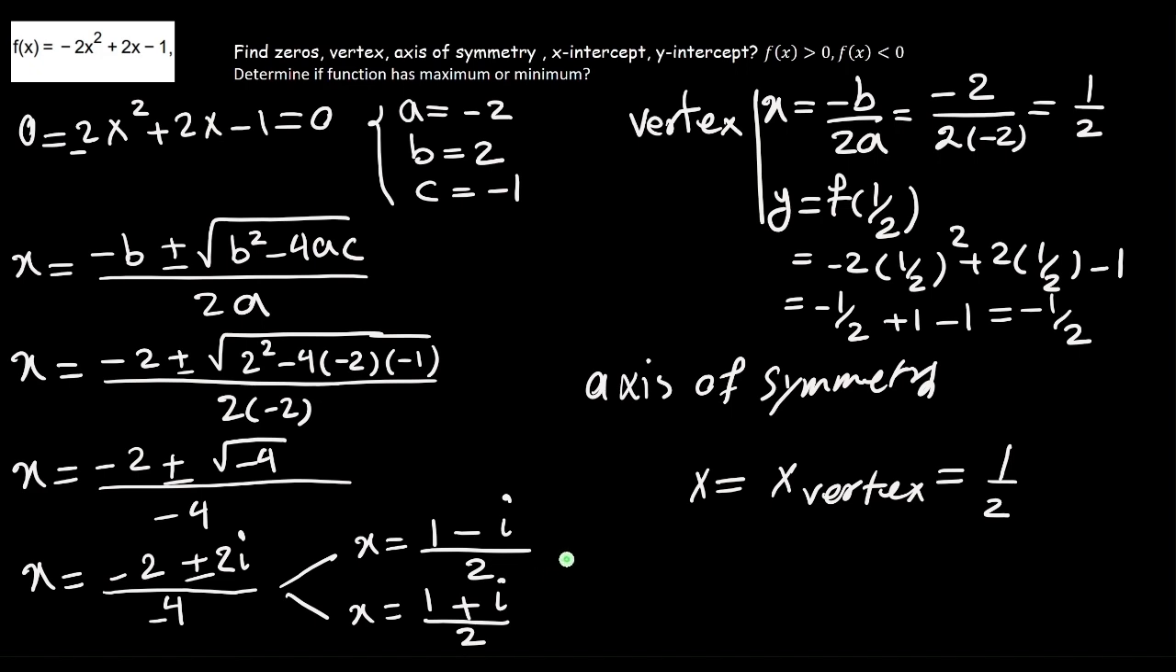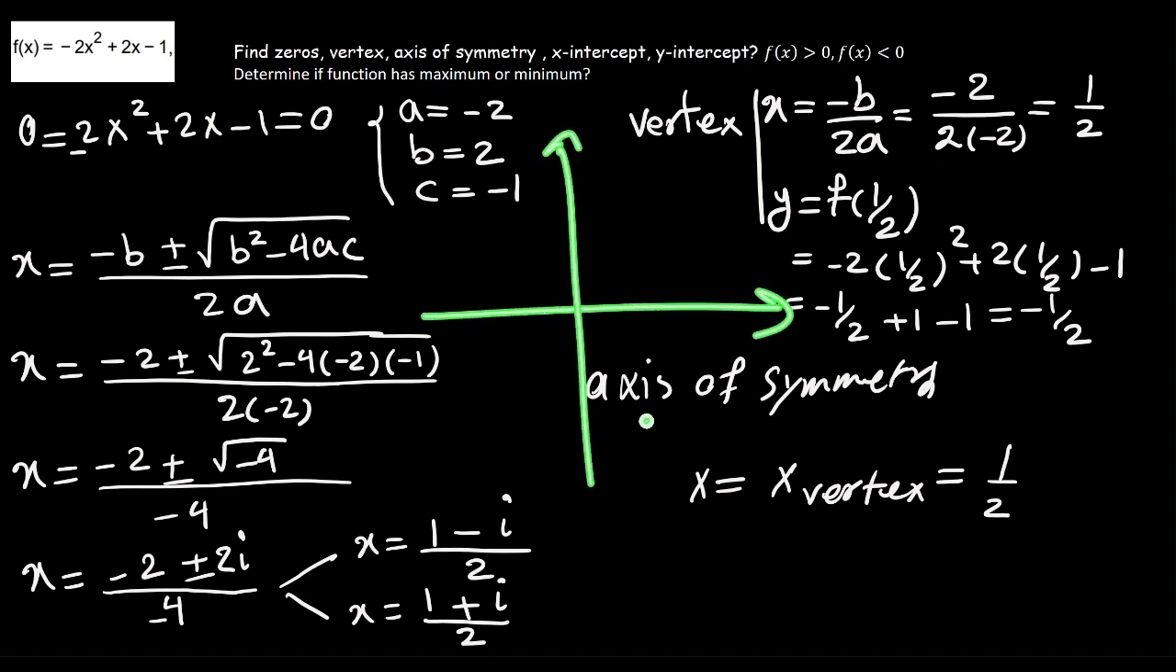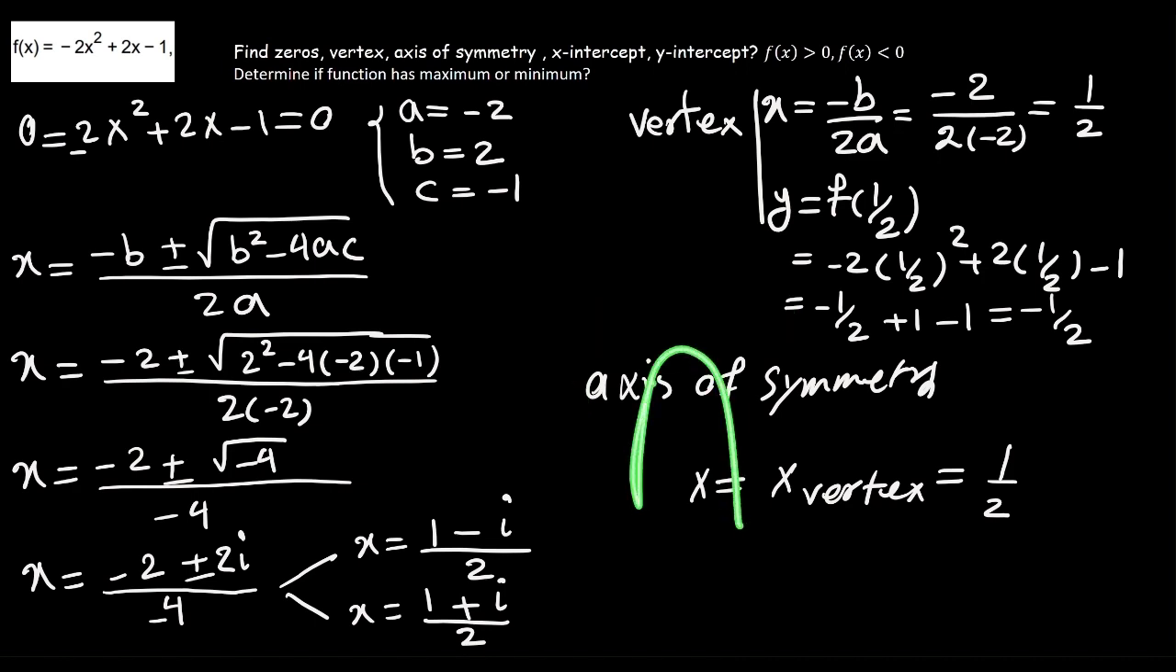We know that there is no real zero. When there is no real zero, it means that when you sketch the graph of the function, there is no intersection between the function and the x-axis. There is no intersection, okay? So if there is no intersection and the function has a maximum, then let me sketch the graph of the function.